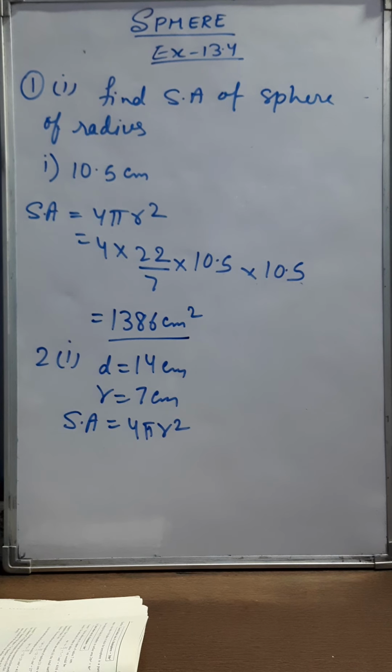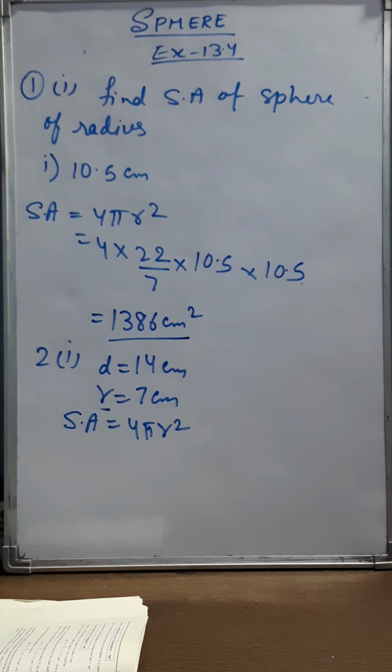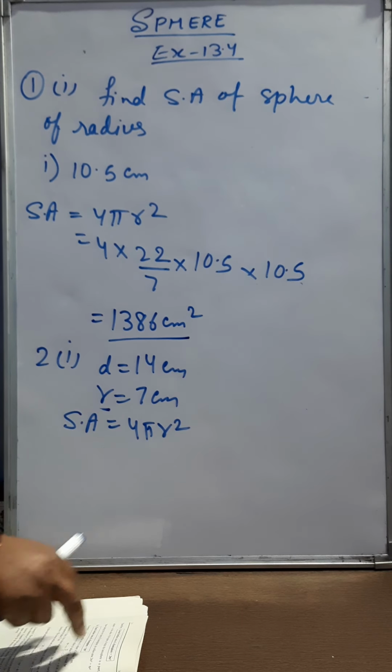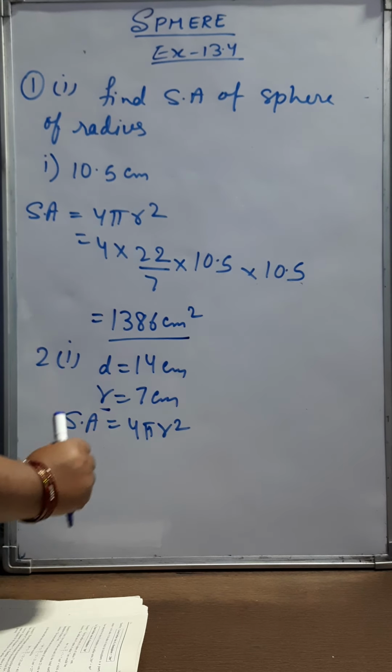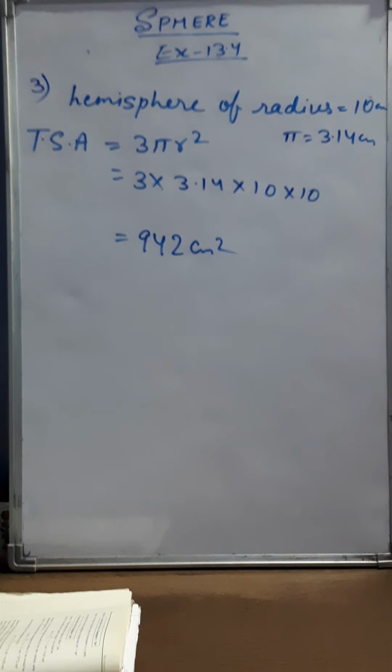Similarly, question number 2 says, find the surface area of a sphere of diameter 14 cm. Diameter is given 14, so you can calculate radius as 7 cm. We can calculate its surface area by using the same formula 4 pi r square, but in place of r you will put 7 cm. A few more questions of this kind are given. You will do that. I am going to question number 3.